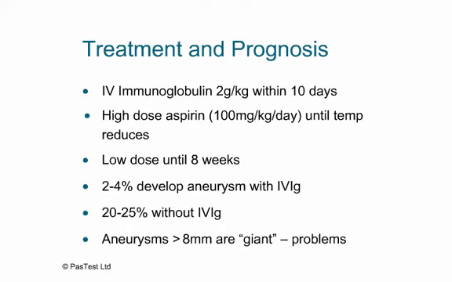The problematic aneurysms are the so-called giant aneurysms, which are greater than 8 millimeters in diameter. And in severe cases, these can need intervention, such as stenting or in the worst case scenario, a cardiac transplant.